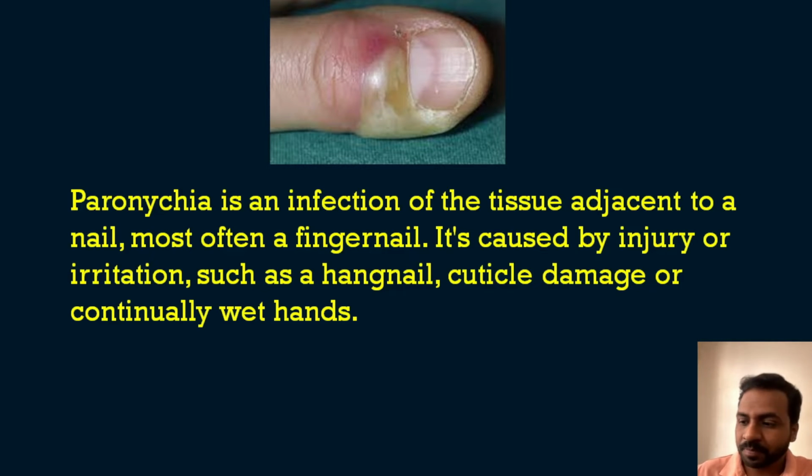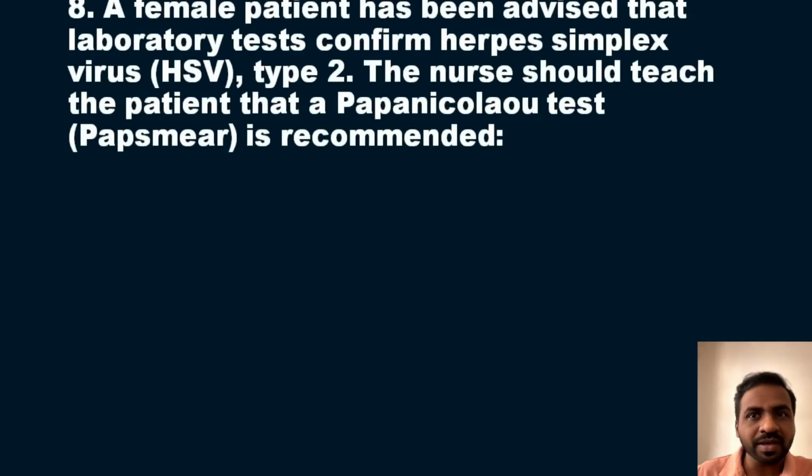Okay, so moving on to the next question in our series, that is the 8th question. Another little confusing question but very important. A female patient has been advised that laboratory tests confirm herpes simplex virus type 2, HSV type 2. So the nurse should teach the patient that a Papanicolaou test, or the Pap smear, is recommended. You may be confused as to why a Pap smear needs to be done for HSV type 2. We will explain that in the explanation session.